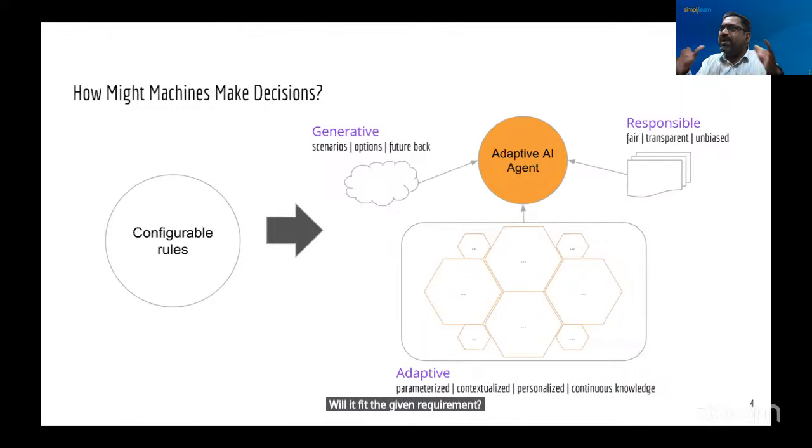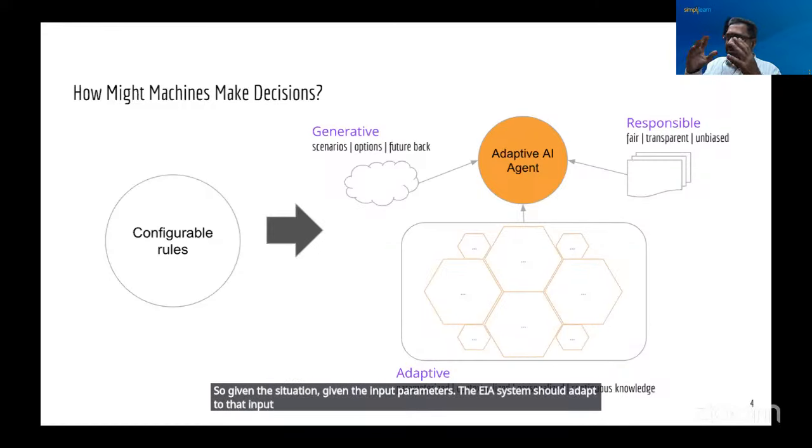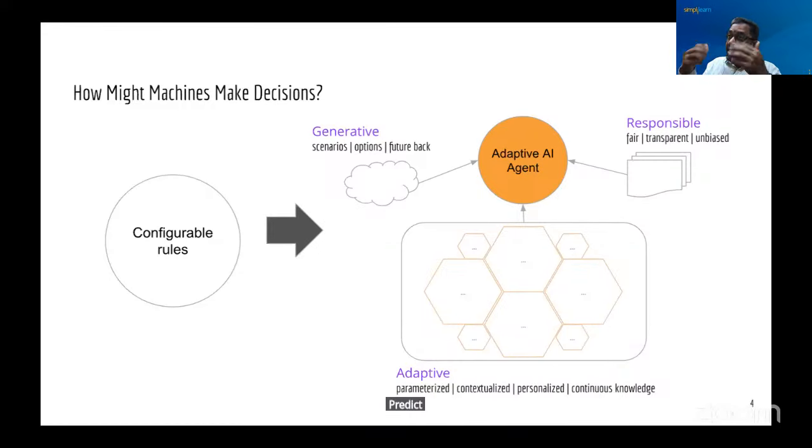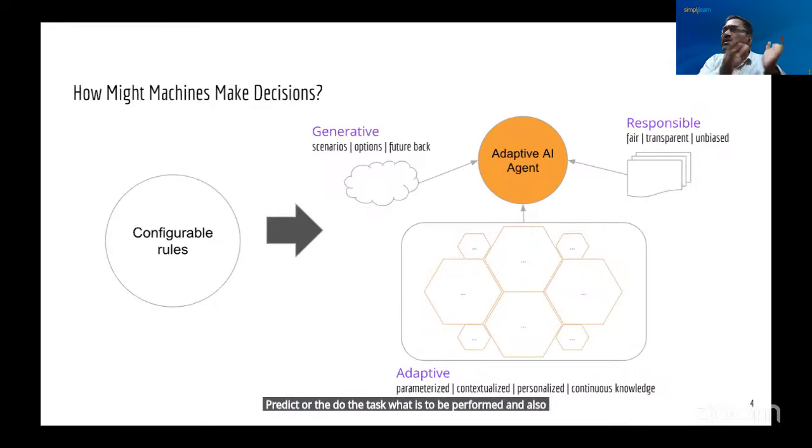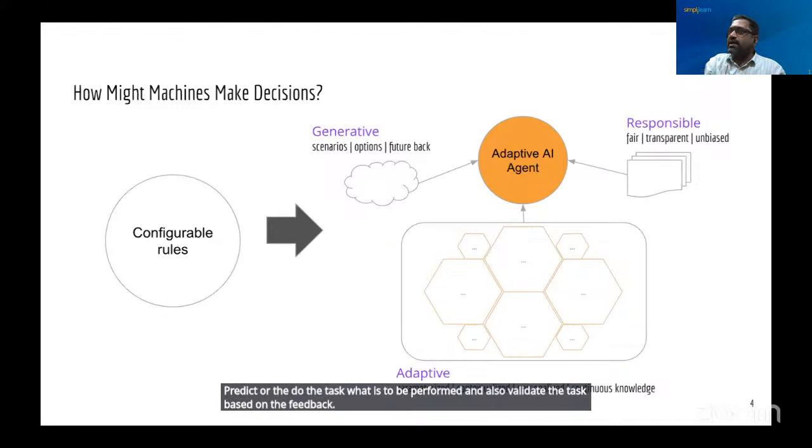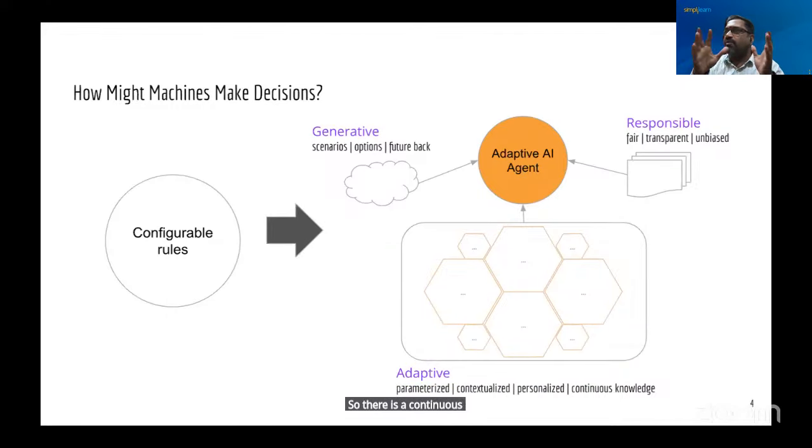So adaptive AI is always an agent-based architecture. It should continuously learn, think, and understand the situation. Given the situation, given the input parameters, the AI system should adapt to those input parameters, predict or do the task that is to be performed, and also validate the task based on the feedback. So there is a continuous learning loop in any adaptive AI agent.